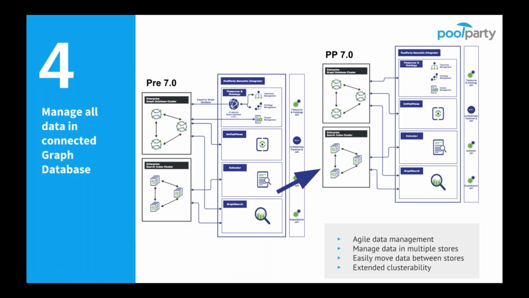So with PoolParty 7, you can manage all the data in connected graph databases, which allows for a more agile data management. You can distribute the data into multiple stores, easily move the data between these stores, and of course you can benefit from the clusterability of the stores.